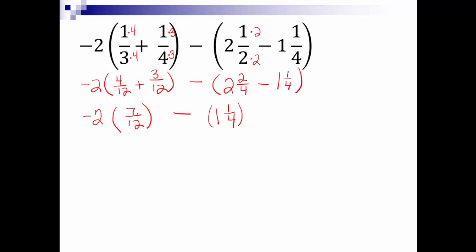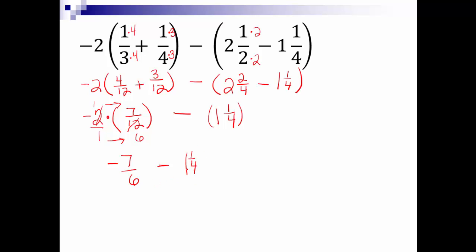Here, though, what's the operation between the negative 2 and the 7/12? Oh, that's multiplication. What do I need to handle first, multiplication or subtraction? I need to handle multiplication first. So 2 is the same as 2 over 1. I like to simplify. 2 goes into 2 once. 2 goes into 12 6 times. Straight across the top, straight across the bottom. I have 7/6. A negative times a positive is a negative, so that's negative 7/6 minus 1 1/4.